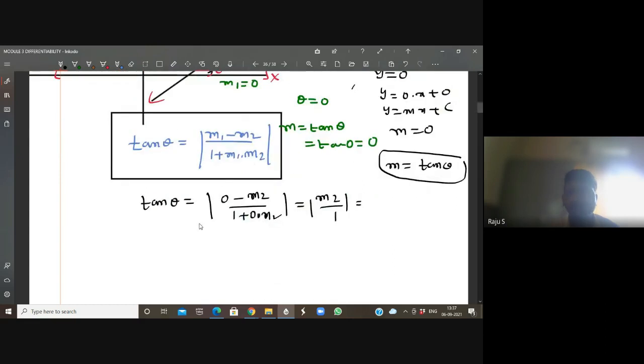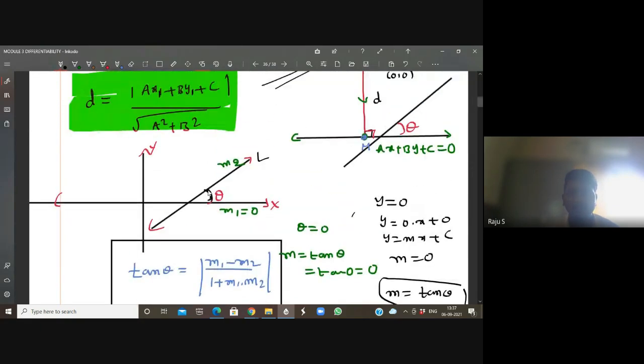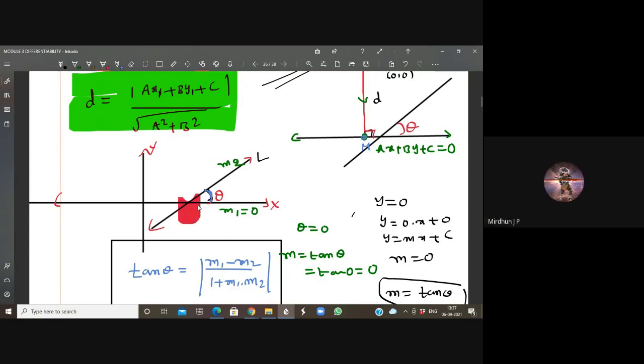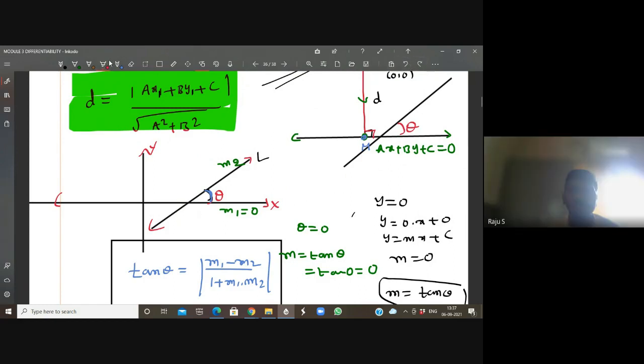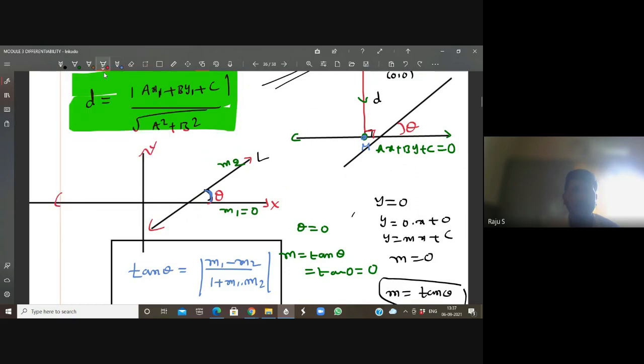So tan theta is equal to plus or minus m2. If I take theta as an acute angle, we get the positive value, so one angle with respect to the x-axis is lesser than 90. But what about the other angle, greater than 90 degrees? For an angle greater than 90, is tan positive or negative?